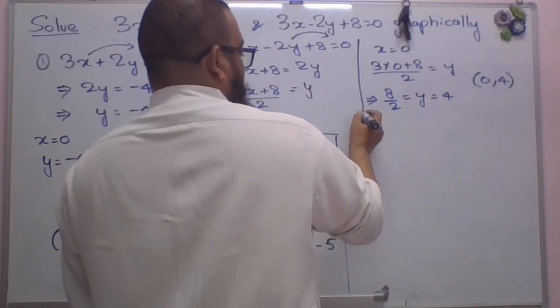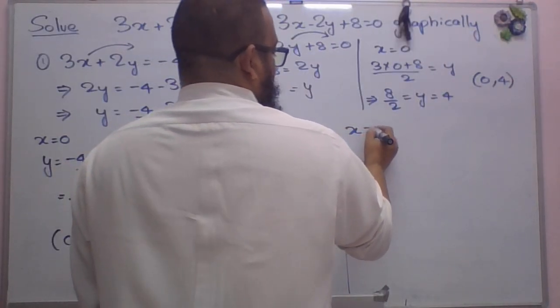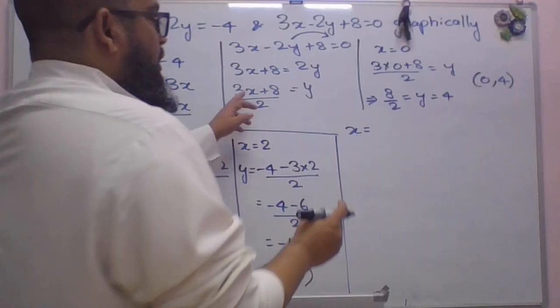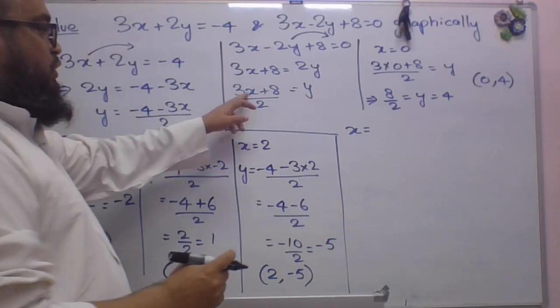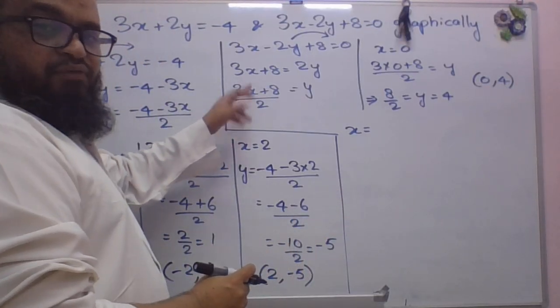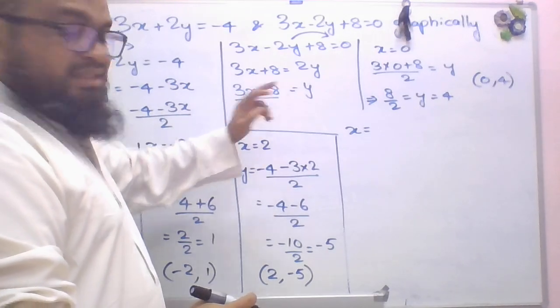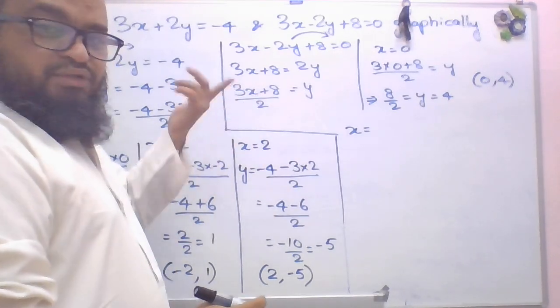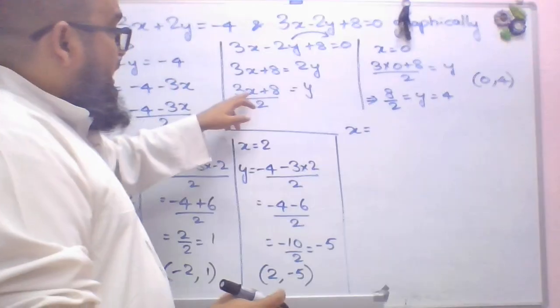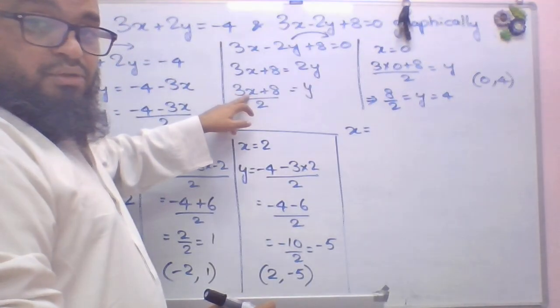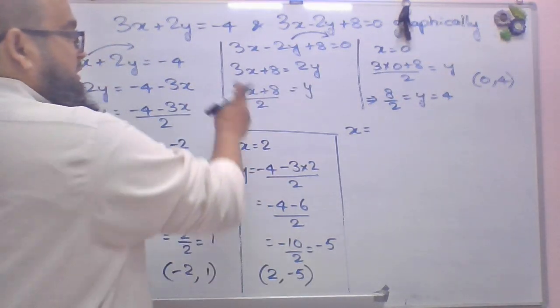Now let me take x is equal to... it should be an even number, right? So 3x should become an even number. If I take 1, what would happen? 3 into 1 is 3, 3 plus 8 is 11, 11 by 2 is 5.5. So therefore this should be an even number. That means multiply 3 with an even number.